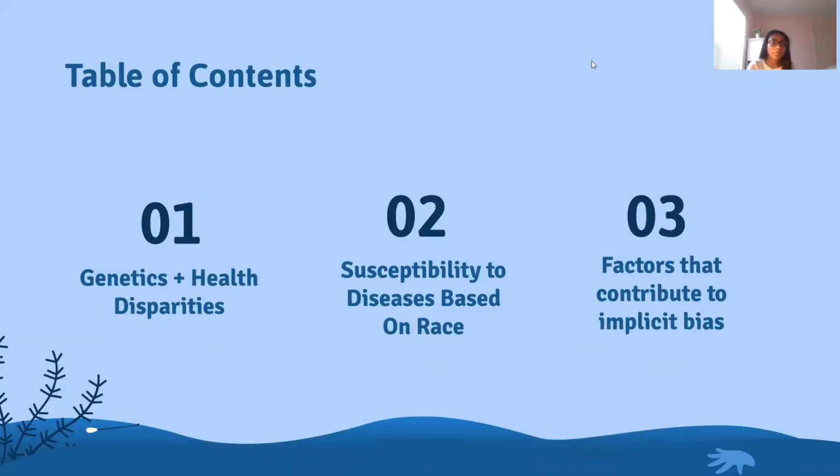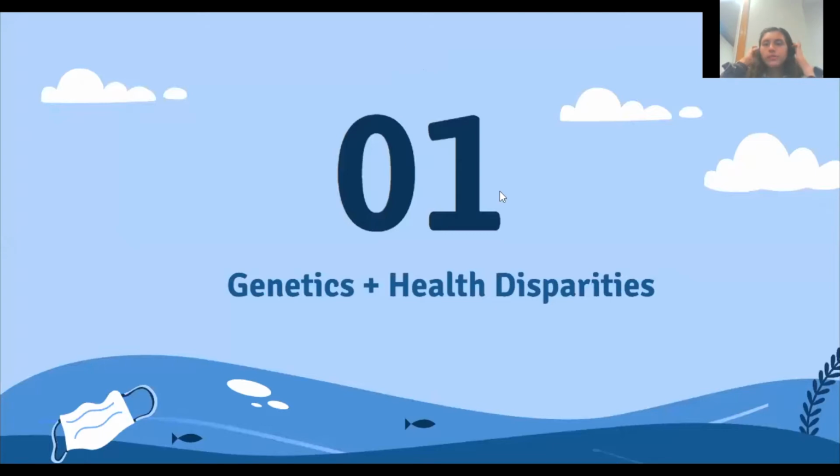Today our topics are going to be genetics and their impact on health disparities, susceptibility to diseases based on race, and factors that contribute to implicit bias. All right, so for this first part of our presentation, we wanted to talk about genetics and specifically genetic diseases and how that relates to health disparities and then also health disparities on its own.